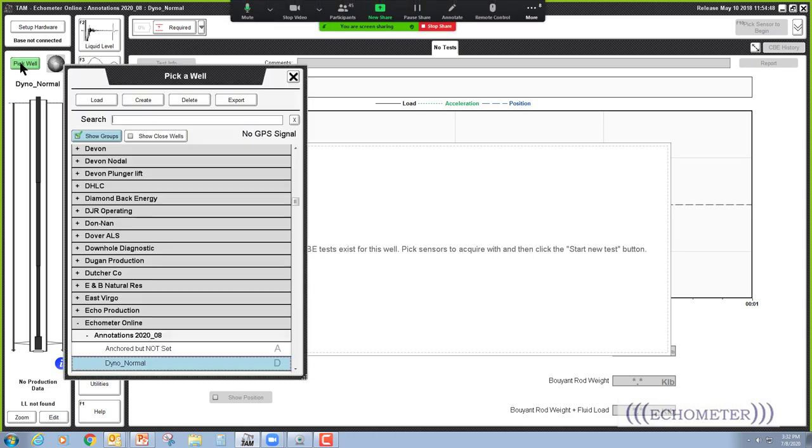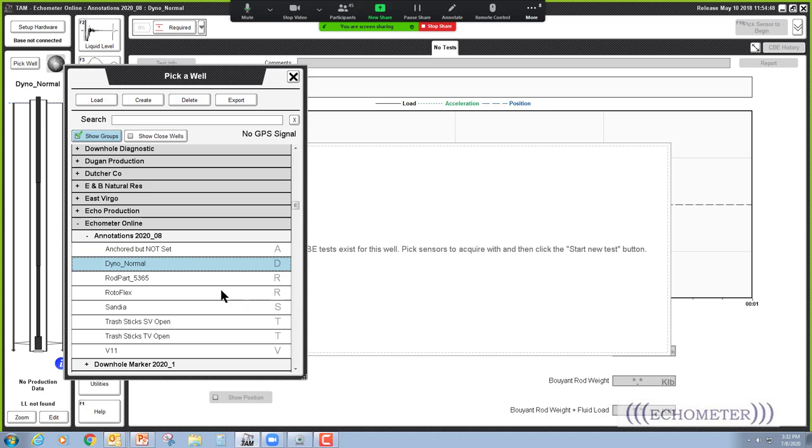So if we go pick an example here, when you install the example file on your computer, it'll put it in the Echometer online folder on your TAM wells, and these are the examples that I picked. There's anchored but not set, the normal dynamometer card that we use to show the different reference load lines, the one that has the rod part at 5,365 feet. This is the pump that's full of liquid that has anchored tubing. And this is unanchored tubing here. And this is the Sandia data that was captured at the same time we measured the data down in the well.